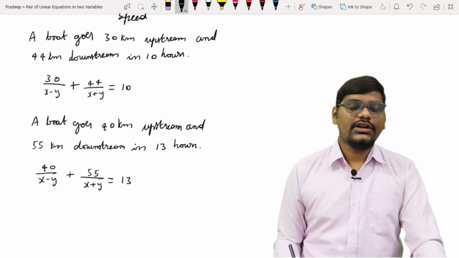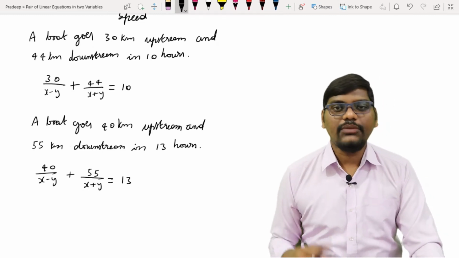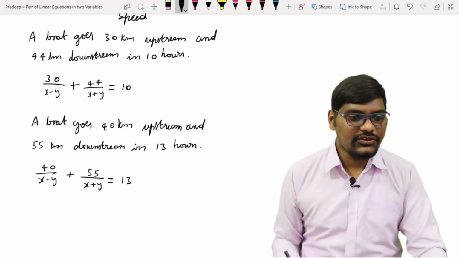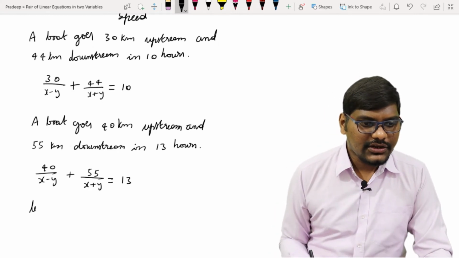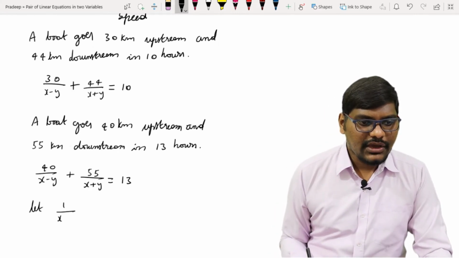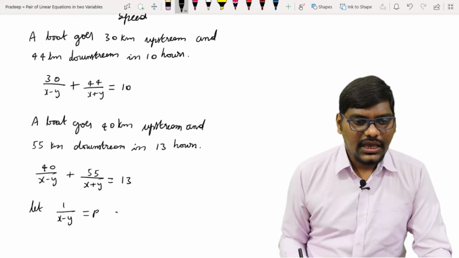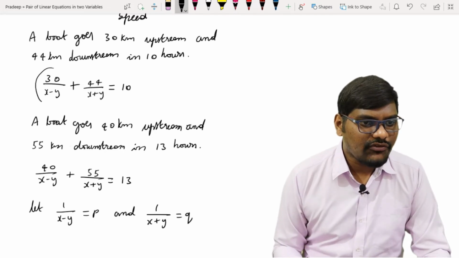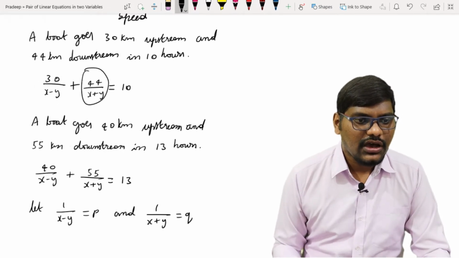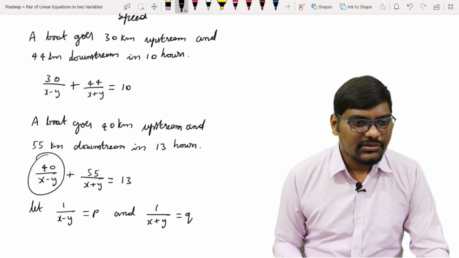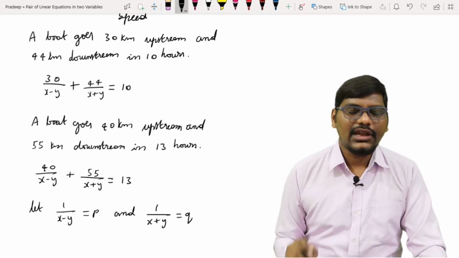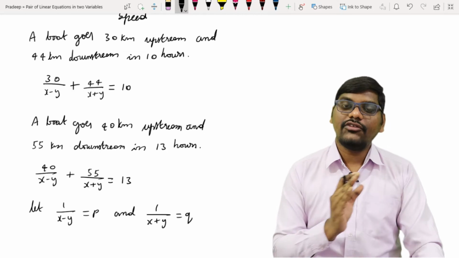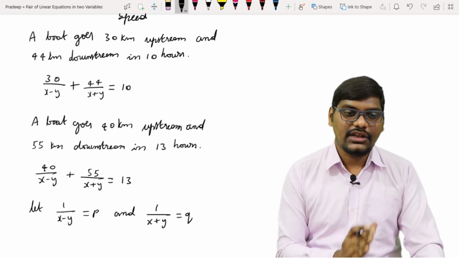By using that we can frame the equations. To frame the equation, we'll first simplify it. Let 1 by x minus y equal p, and 1 by x plus y we'll take as q. In the first equation we have 1 by x minus y and 1 by x plus y, and here also 1 by x minus y and 1 by x plus y. Wherever 1 by x minus y is there, we will take it as p instead of 1 by x minus y.